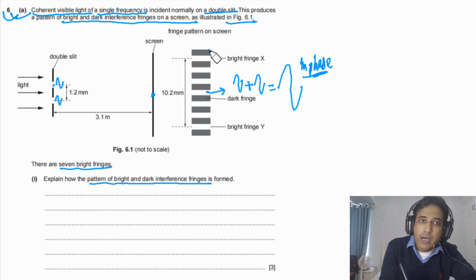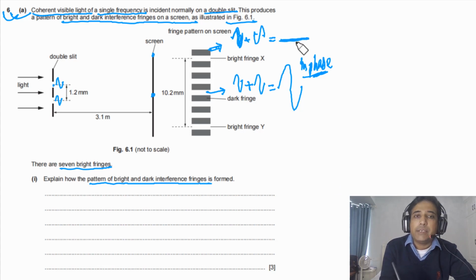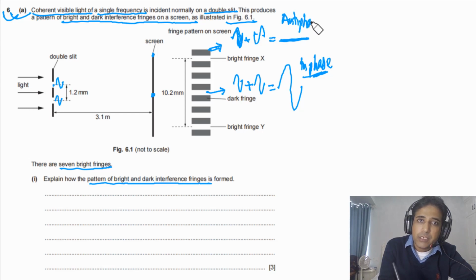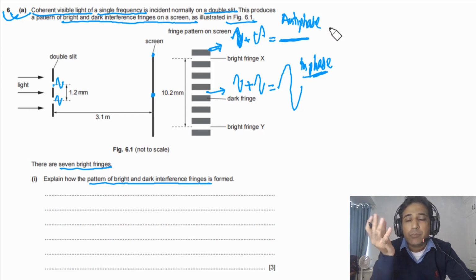Now if you look at dark fringes, I'll just look at this fringe. A dark fringe is formed when the waves reach the screen, meaning they reach this point, but they are in anti-phase, 180 degrees. If the phase difference between them is 180 degrees, they will cancel each other, so we will see no light. So this is when they are in anti-phase on the screen. These are the points you need to understand to answer this question.